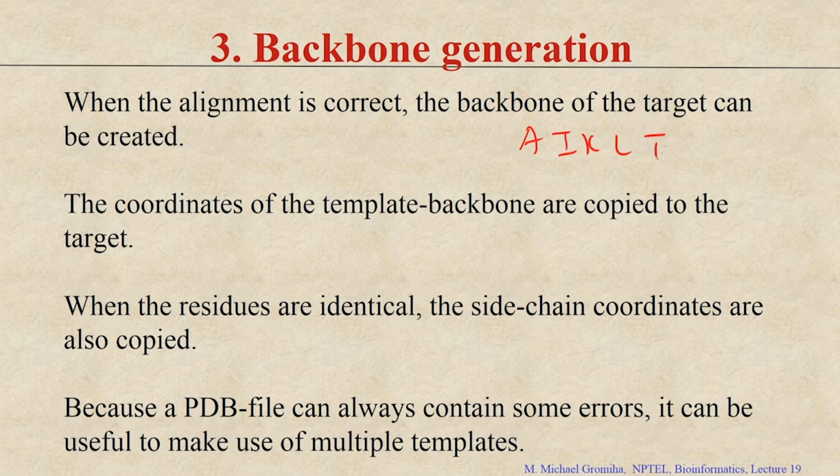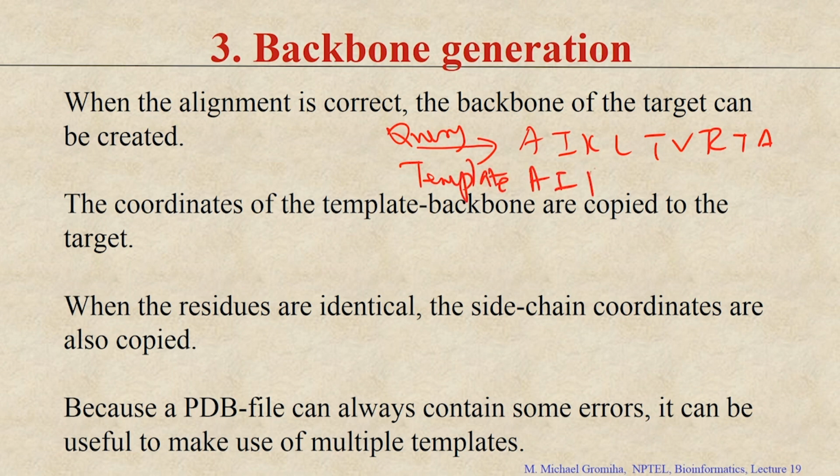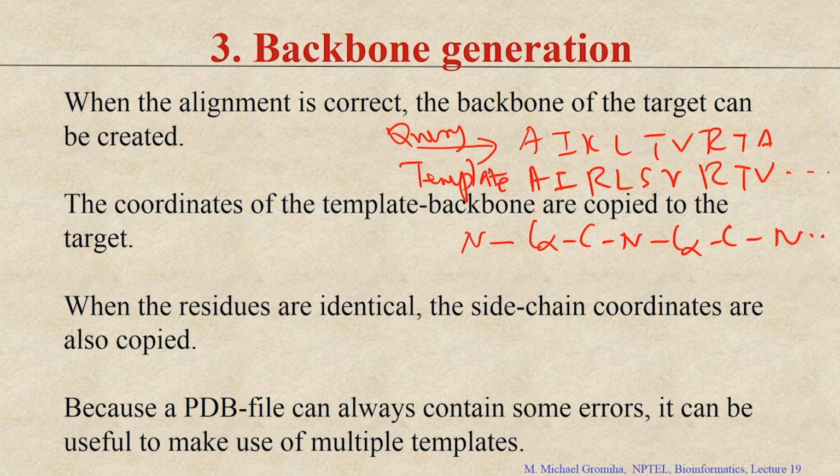Backbone generation, right, because you have the sequence. For example, this is your query sequence, and you have the template. If you see this one, the backbone is the same, because if you draw this sequence you get N, C alpha, C, N, C alpha, C, N. So, here you have the hydrogen and this R group. If you take the query sequence or the template, the backbone is the same.